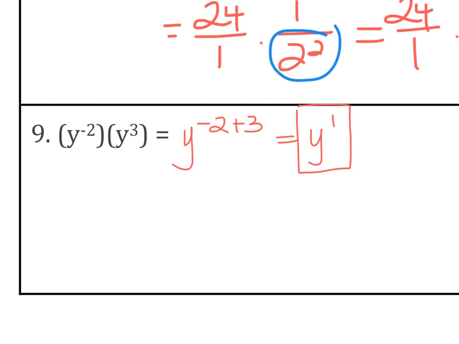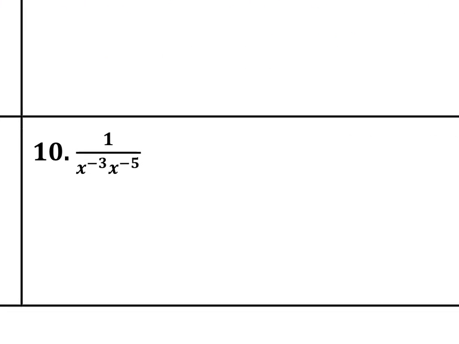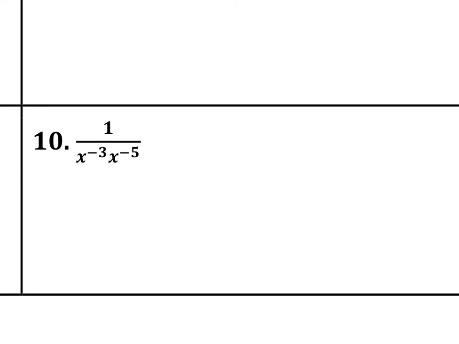And finally, number 10. We already have our fraction. It's 1 over x to the negative 3 times x to the negative 5. So what we're going to do is flip these around. This is negative and this is negative, so it has to come to the top. So we get x to the third times x to the fifth. The 1 goes on the bottom.